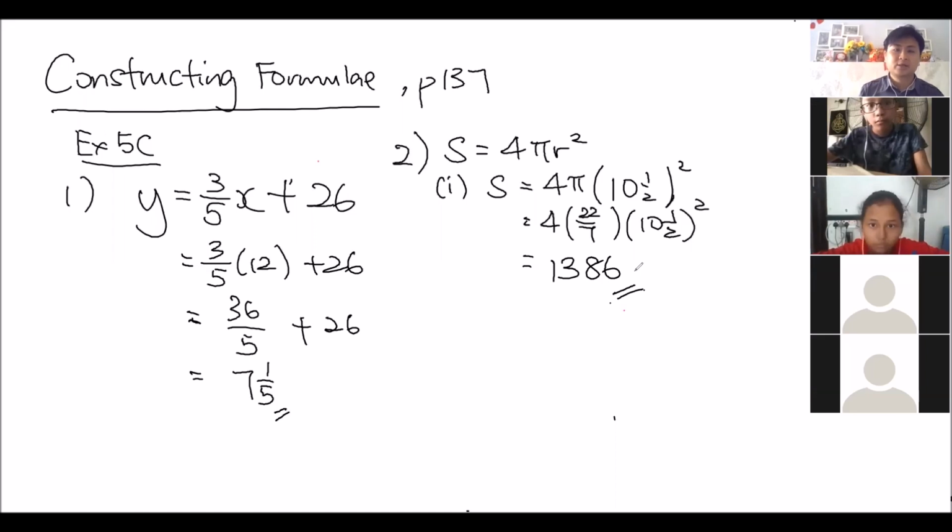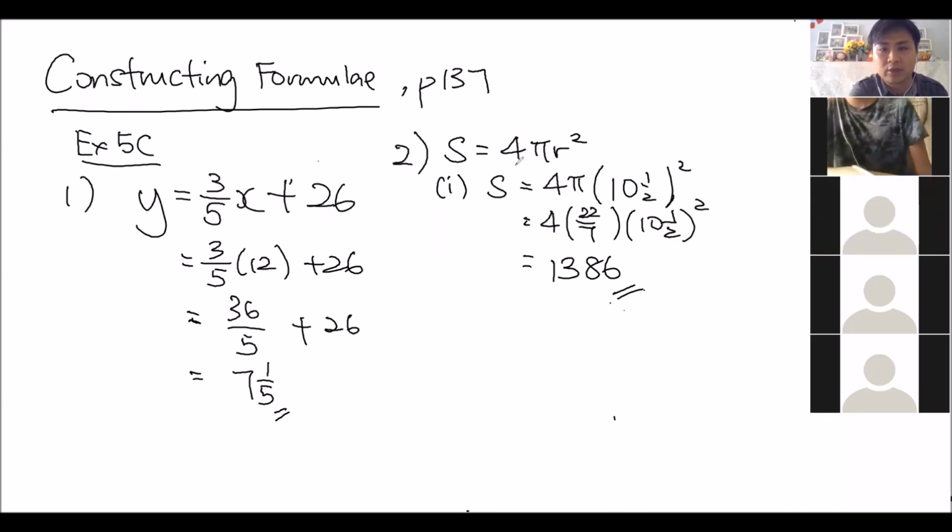So basically, whenever we are doing a question on a formula, the first thing you do is copy down the formula first. Then you look at the question and you replace whatever variable with the required number. Then you get the answer. This one is quite easy, right? Okay. Now we take a look at 2.